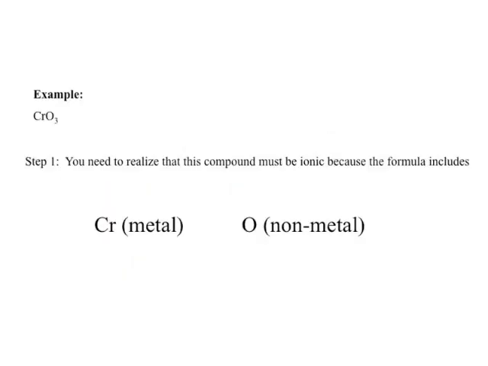The formula is CrO3. Again, you should realize this compound should be made of ions. The reason is Cr is a metal and O is a non-metal. Let's move to the next slide.